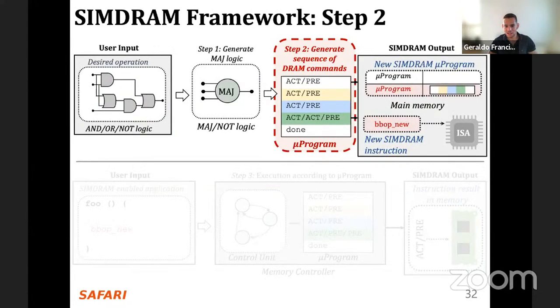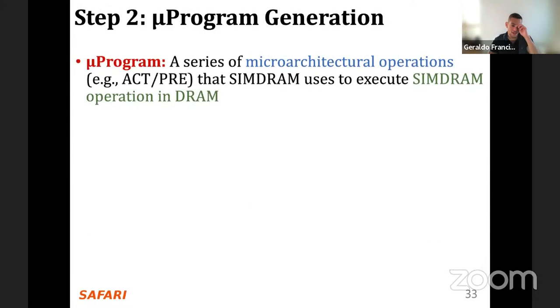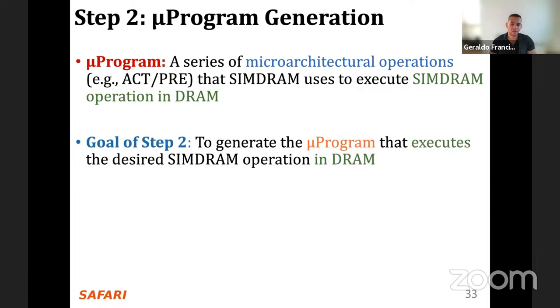Let's now take a look at step two of the SIMDRAM framework. Each SIMDRAM operation is going to be stored, as I said previously, in what we call a microprogram, which is a series of microarchitecture operations, such as activate and precharge commands, that SIMDRAM is going to use to implement the operation in DRAM. In this way, the goal of the second step is to take the optimized majority-NOT based implementation generated in the first step and generate a microprogram that executes the desired operation in DRAM.